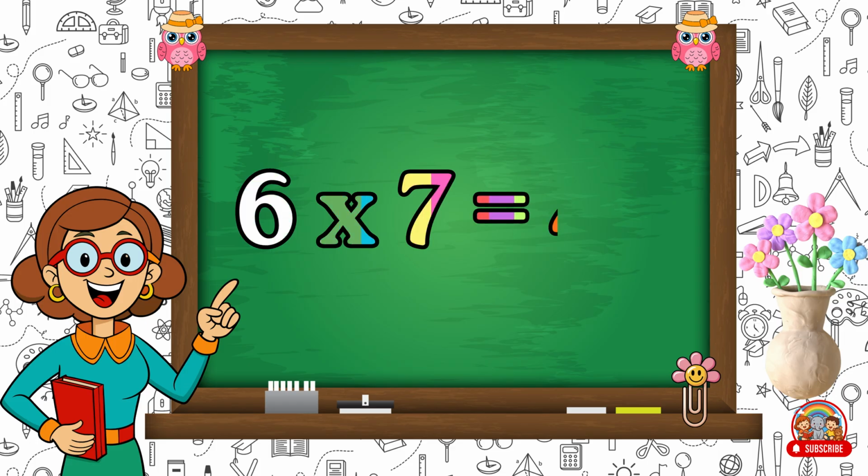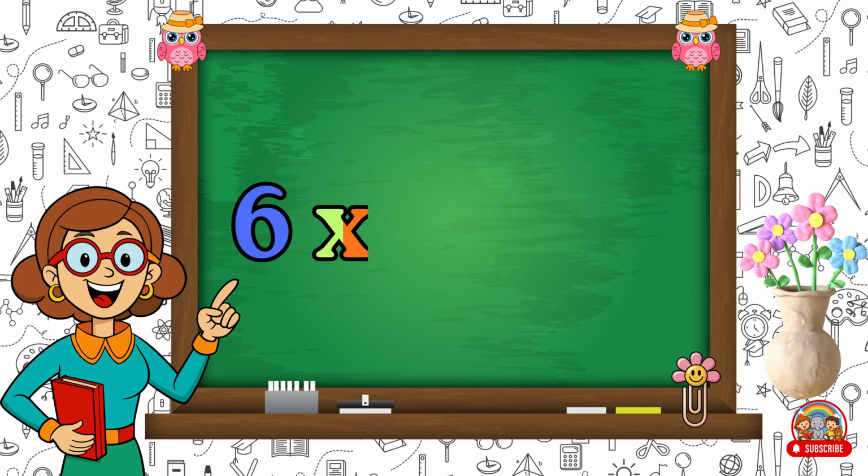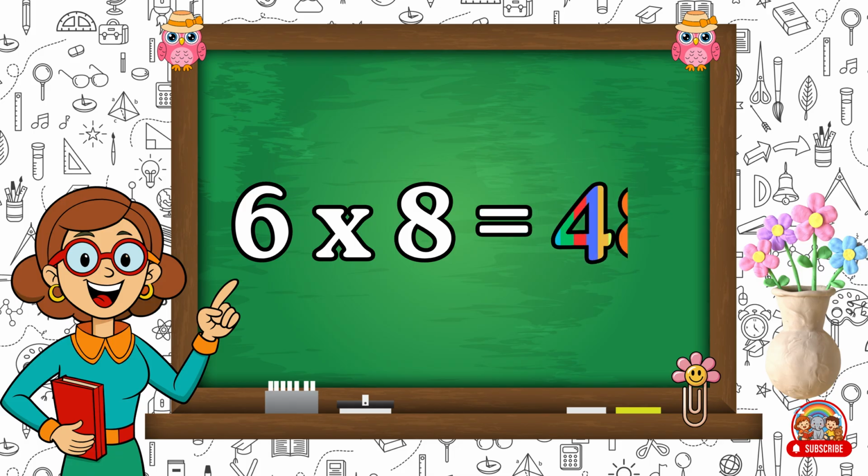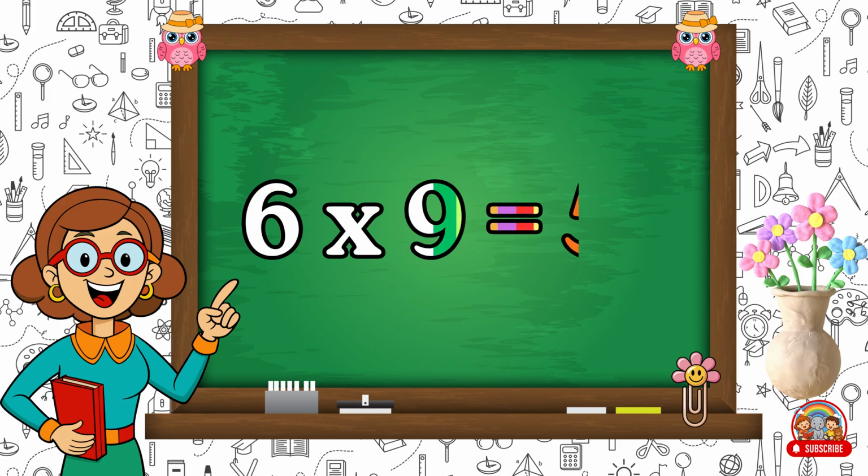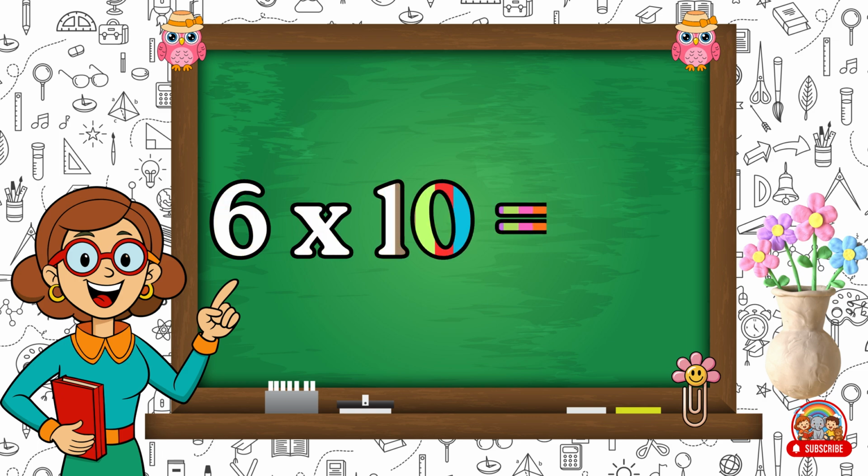6 sevens are 42. 6 eights are 48. Wow kids, that's great. 6 nines are 54. And last, 6 tens are 60.